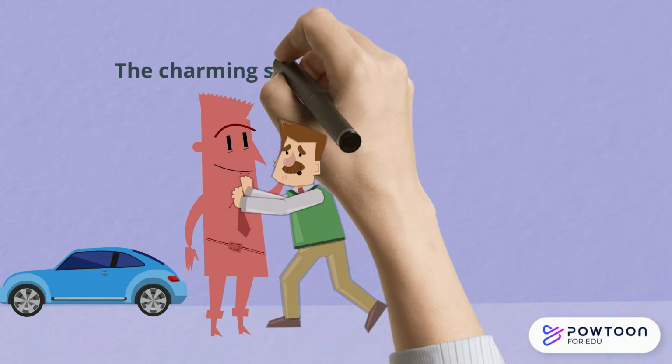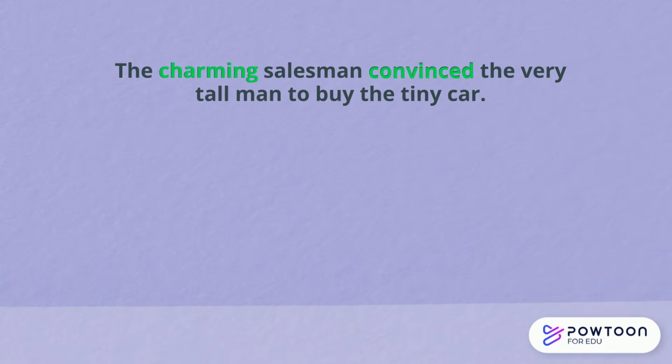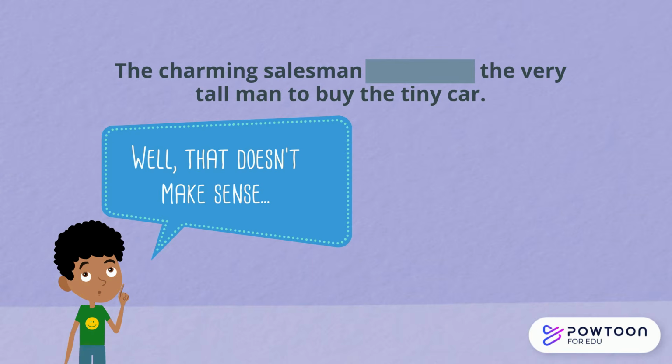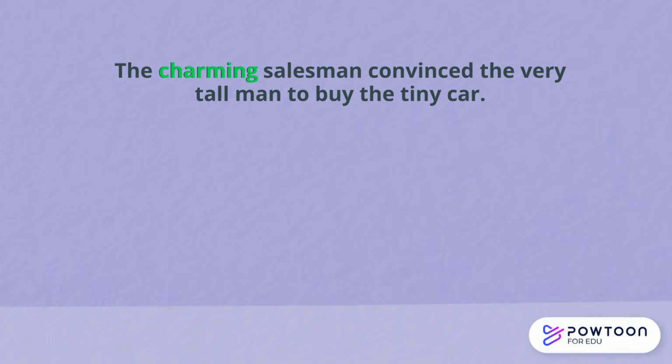Let's say in this sentence you're debating between charming and convinced. Since those two words are both verb forms, if we remove convinced, the sentence now says, the charming salesman the very tall man to buy the car. That clearly doesn't make sense. So convinced is probably not the participle, but rather the actual verb in the sentence.